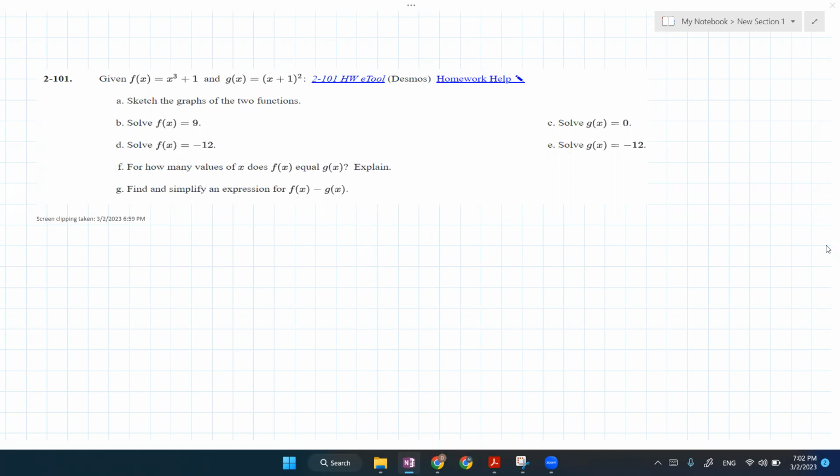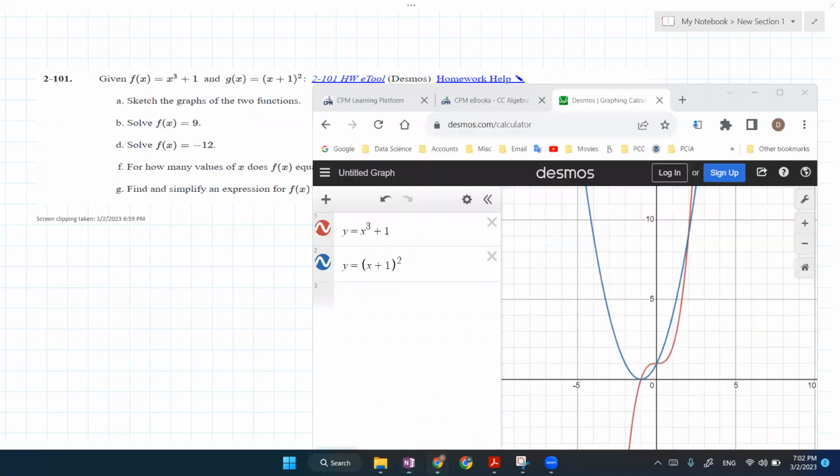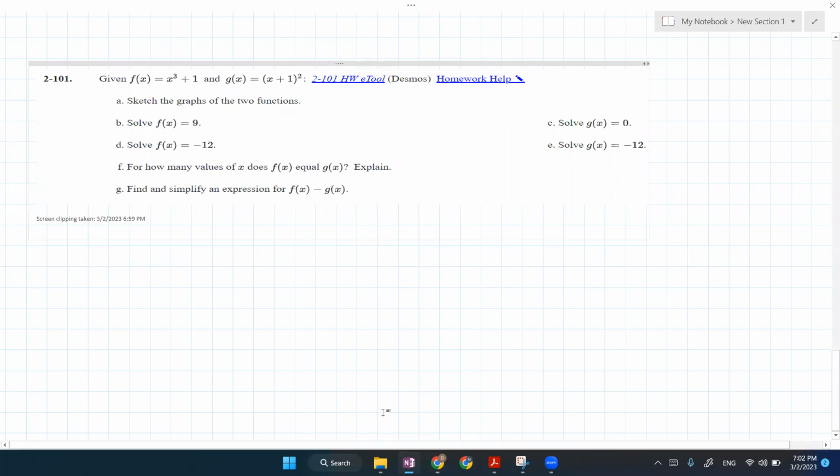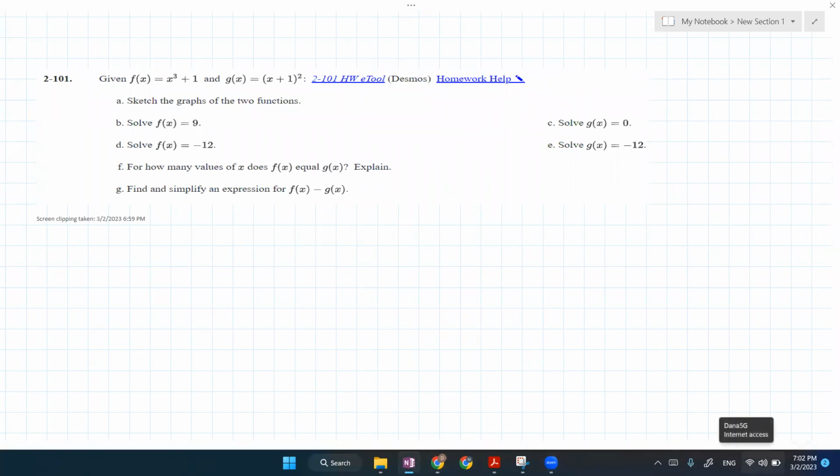In this problem, we have two functions given. We want to sketch the two functions in decimals. This is easy. We can sketch them easily, as you see.